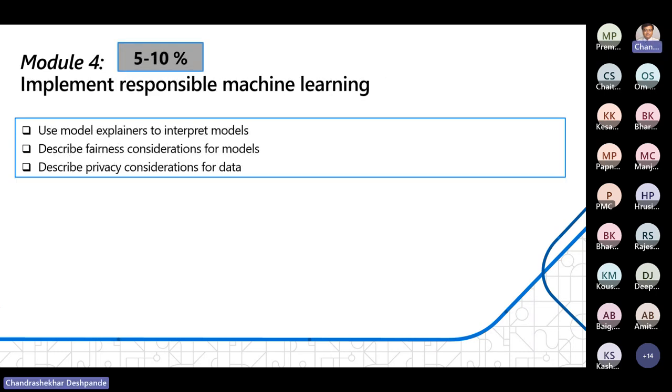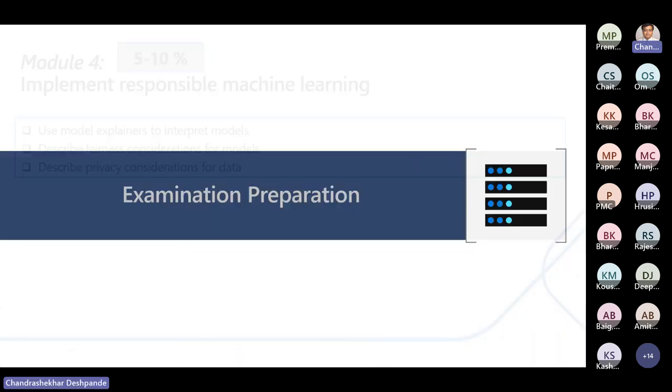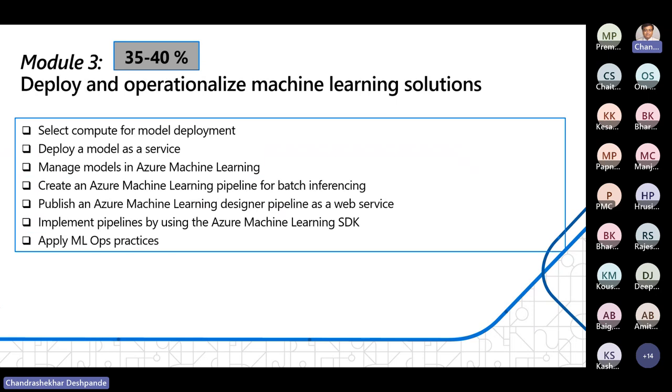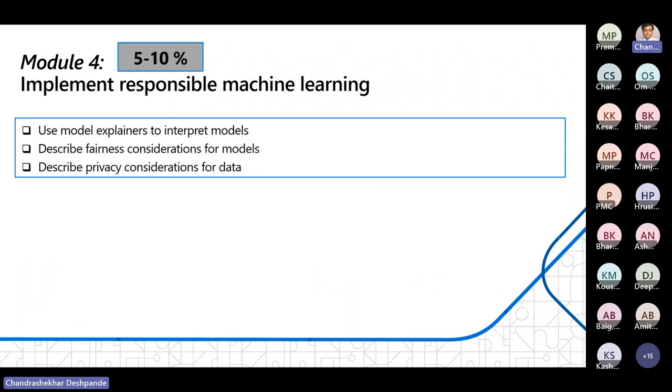Module 4 talks about responsible machine learning. We will see those responsible principles also. Okay, so the complete curriculum has been divided into these 4 modules, out of which modules 1, 2, and 3 are extremely important, not only for development purposes but even for the examination. Module 4 is easy to work with, and that's why I recommend everybody complete all 4 modules.